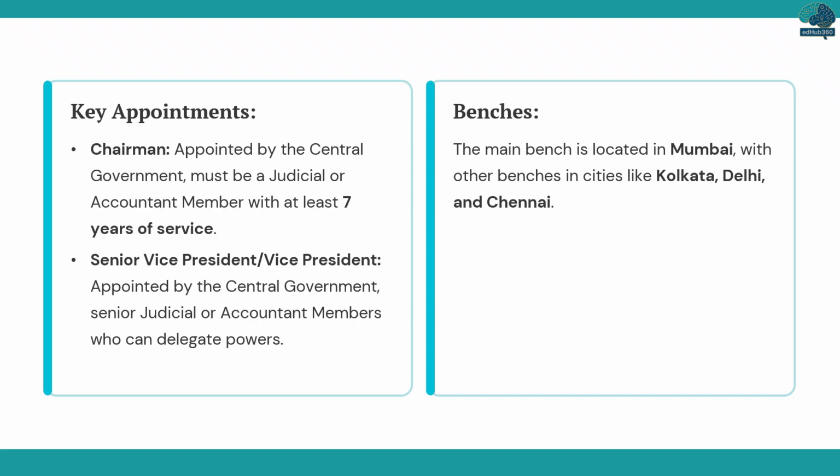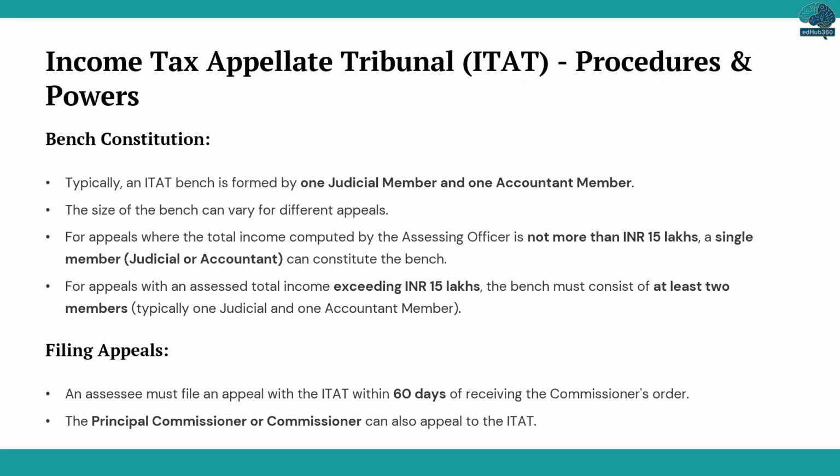When it comes to procedures, an ITAT bench is typically formed by 1 judicial member and 1 accountant member. However, for appeals where the total income computed by the assessing officer is not more than 15 lakh Indian rupees, a single member can constitute the bench. For appeals exceeding 15 lakh Indian rupees, at least 2 members are required. An assessee must file an appeal with the ITAT within 60 days of receiving the commissioner's order.